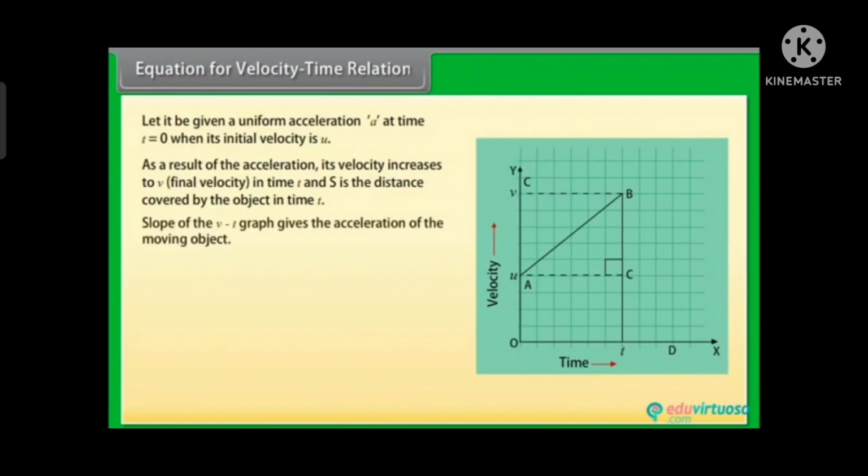Slope of the v-t graph gives the acceleration of the moving object. Thus, acceleration is equal to slope, which equals AB upon... BC upon AC, which is equal to (v minus u) upon (t minus 0), where a is equal to (v minus u) upon t. This gives v minus u equal to at, so v equals u plus at, which is the first equation of motion.